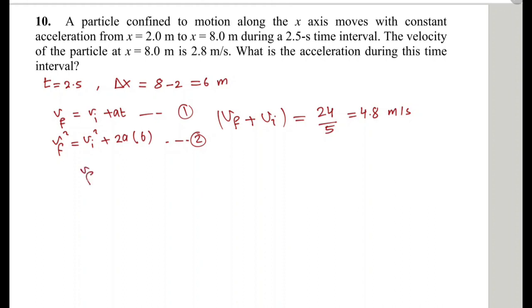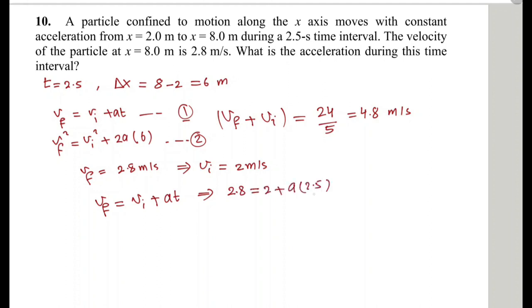Now V final equal to 2.8 meters per second is given, so the initial velocity is equal to 2 meters per second. By using equation number 1, V final equals V initial plus at, or 2.8 equals 2 plus a times 2.5 in this case, and the acceleration after all will be equal to 0.8 divided by 2.5, or a equal to 0.32 meters per second squared.